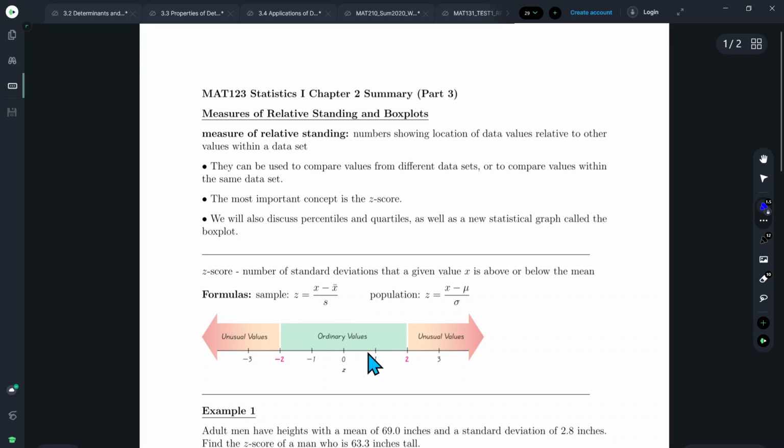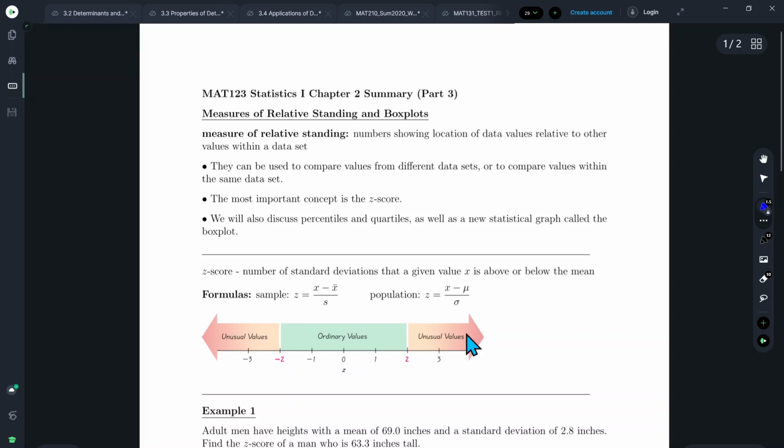So a z-score of +1 would mean that it's one standard deviation distance away from the mean in the positive direction. A value of -1 would mean it's one standard deviation distance away in the negative direction. +2 would mean that it's 2 standard deviations away in the positive direction, and so on.